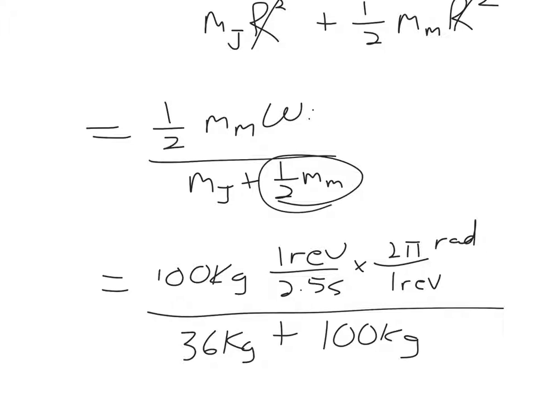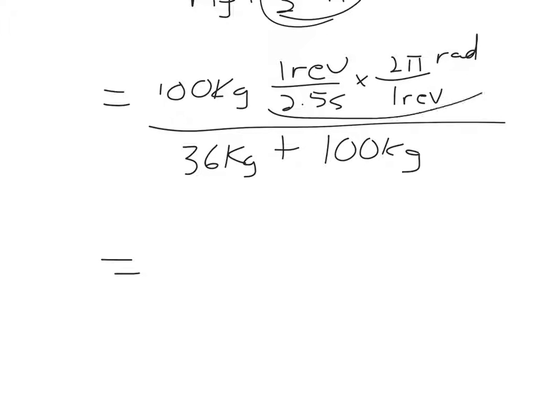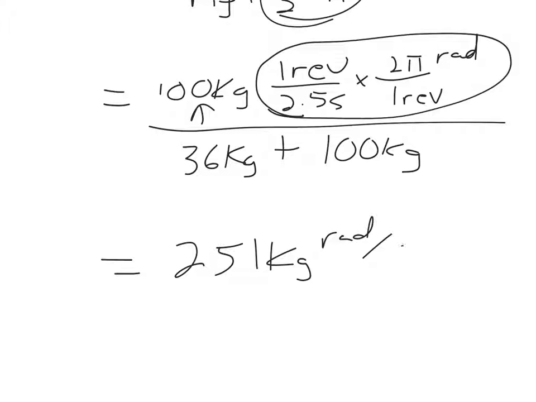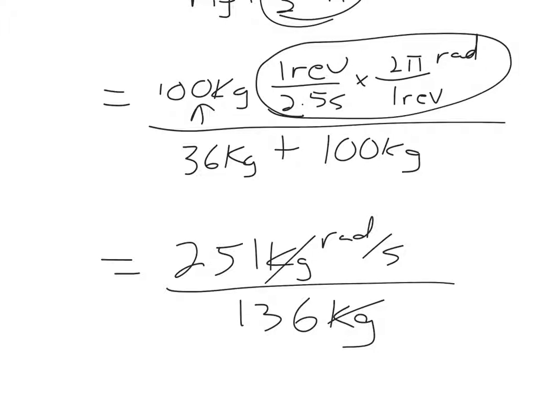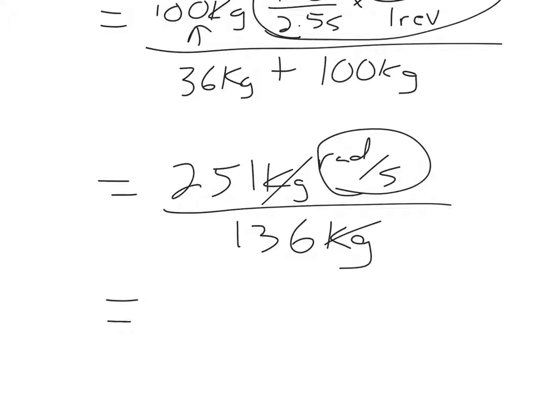Well, let's do some simplification here. We have 2 pi divided by 2.5, which gives me 2.51 radians per second on top. So on top, this is 2.51 times 100, so moving that decimal, 251 kilogram radians per second on top over 136 kilograms. And look at that, kilograms will cancel, and I will get radians per second, which is an angular velocity, which is what I'm looking for. So whatever 251 divided by 136 is, I get 1.85 radians per second.